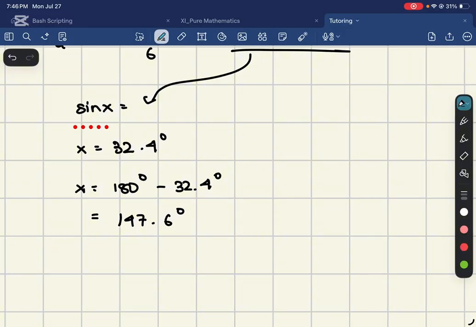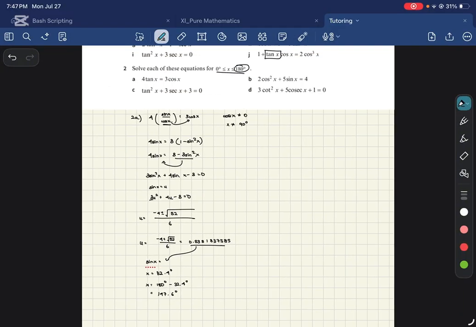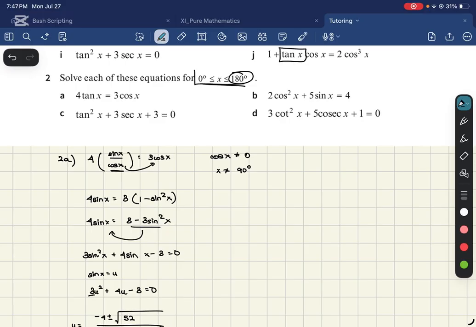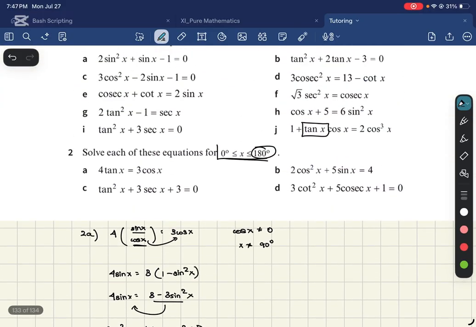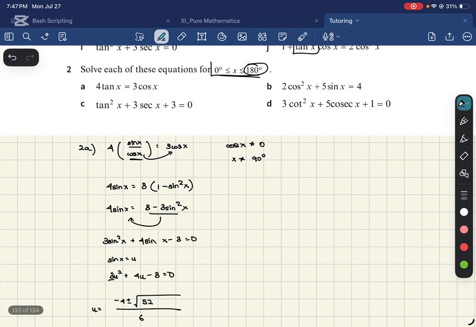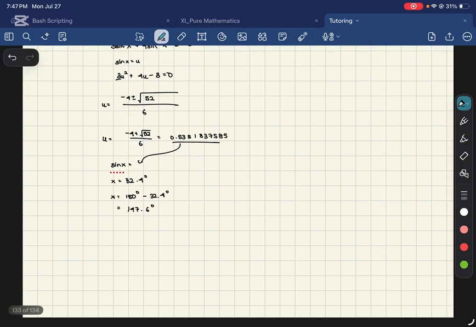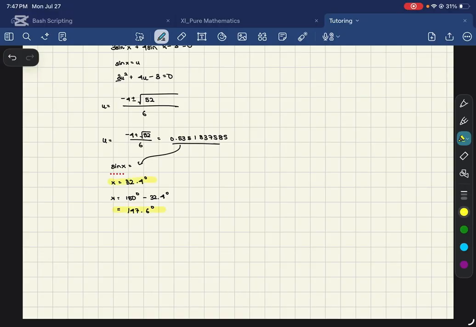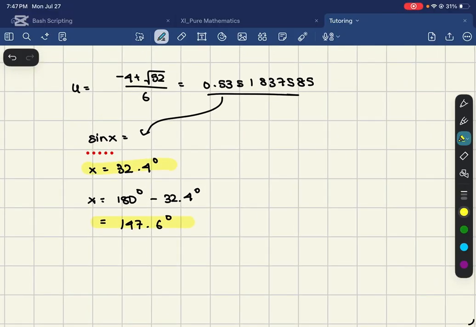So if you check your textbook again, this is given in degrees. Your textbook lists the solutions in radians. I don't know why. I have no idea why. So these are your two solutions. Maybe if you try to convert them to radians. But I don't know why the textbook lists the solutions in radians. Maybe we can try to convert.